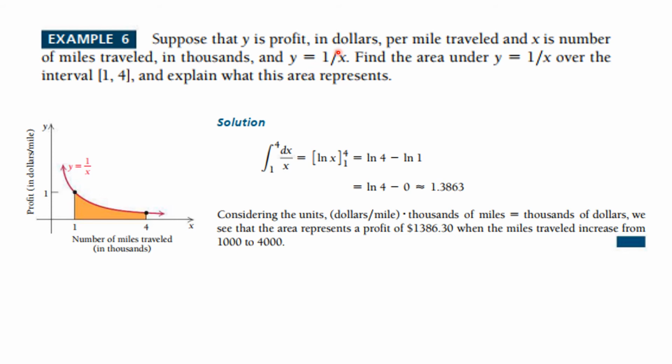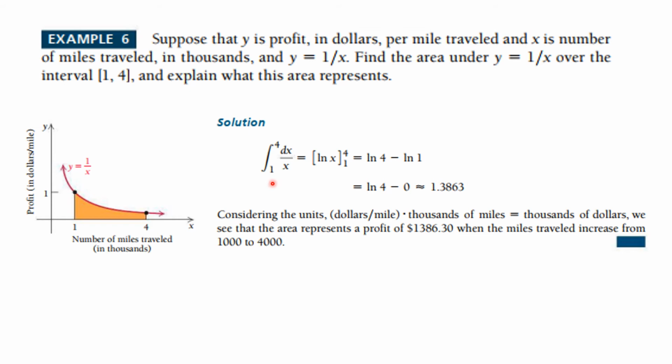Suppose that y is profit in dollars per mile traveled, and x is the number of miles traveled in 1,000, and the function is y equals 1 over x. Find the area under y equals 1 over x from 1 to 4, and explain what it represents. Well, okay, so what we're going to do is, this is the picture. There is y equals 1 over x, and we're finding the yellow or gold area.